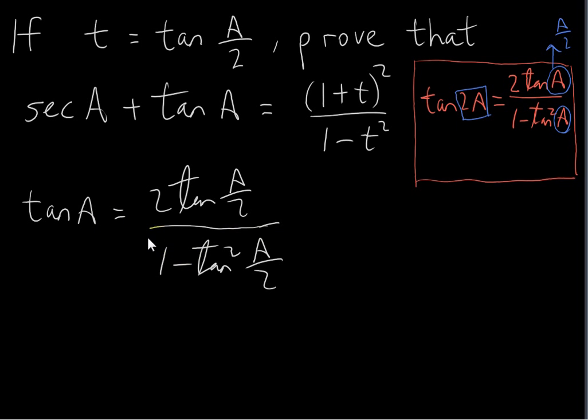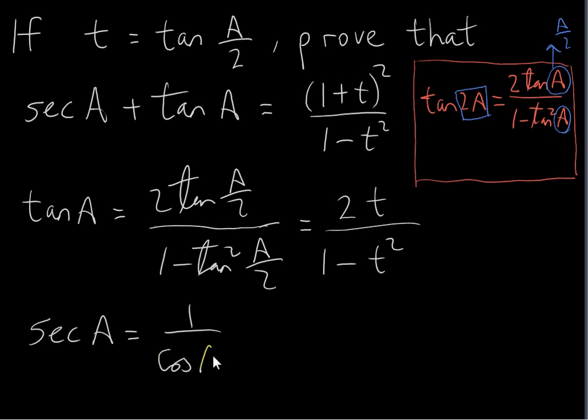So make that change, and now we're letting t equal tan a over 2. So we have 2 times t on top, and here we have 1 minus t squared. So there's tan a in terms of t. Now what about sec a? Well, sec a is actually 1 over cos a. You'll see this in tables.